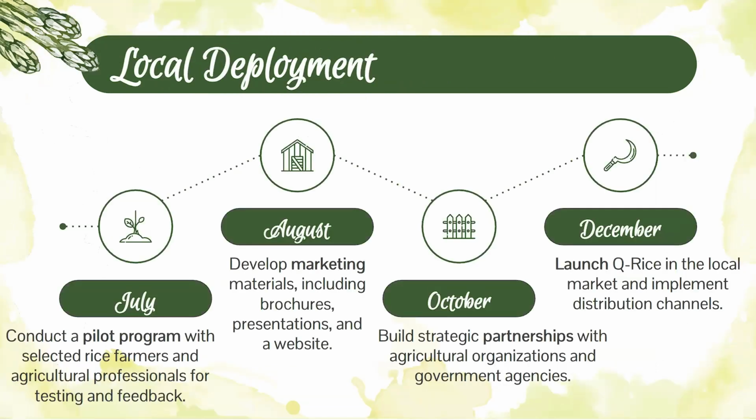Now I'm going to explain the local deployment. In the first month, which is the month of July, we will conduct a pilot program with selected rice farmers and agriculture professionals for testing and feedback. Then in the second month, we will develop marketing materials, including brochures, presentations, and a website. Then in the next month, we will build strategic partnerships with agriculture organizations and government agencies. In the last month, we will launch QRISE in the local market and implement distribution channels.